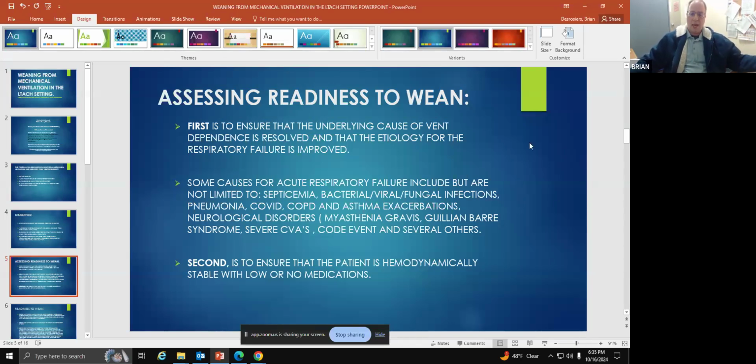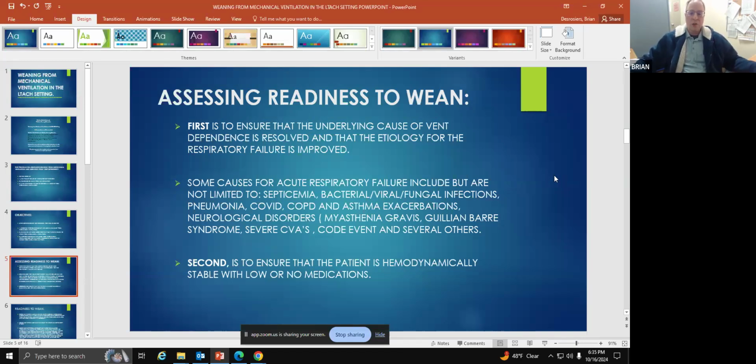Say if somebody has a bacterial, viral, fungal infection or a septicemia, that has to be resolved before any attempts at weaning off of a ventilator can be attempted.